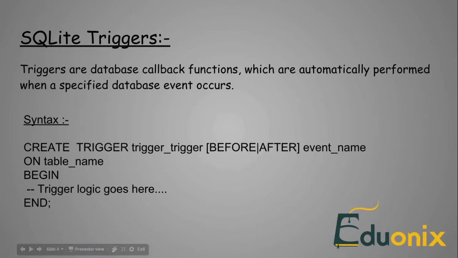Now let us focus on SQLite triggers. So triggers are database callback functions which are automatically performed when a specified database event occurs. For example, we can create a trigger for any update in the table, for any delete in the table, for any delete in the entire table, for any delete in the row. So a trigger will automatically keep the log of the event that has happened. So for example, today I insert any data into the row, there will be a logger table that will reflect the change in the table.